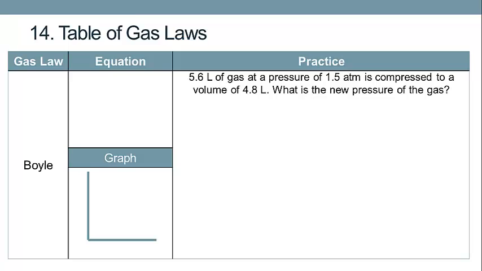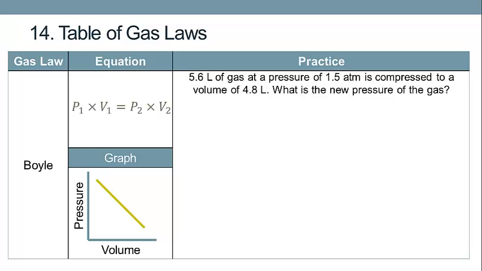This is a table about the different gas laws. First gas law is Boyle. So Boyle, the equation is P1V1 equals P2V2. So you can remember Boyle is a VIP. So that means that volume and pressure have an inverse relationship.